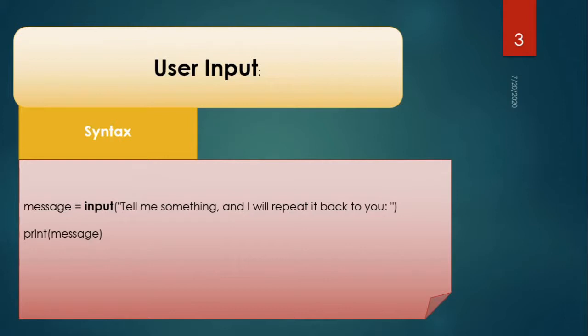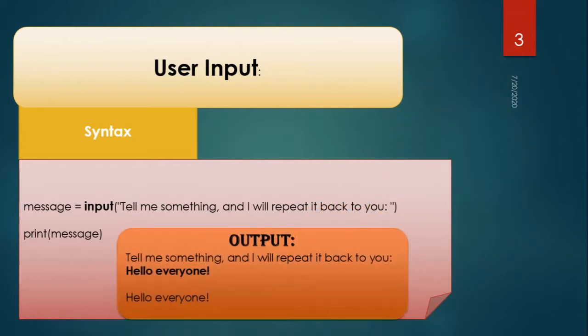If I execute the program again for you guys, I have assigned a variable named message, used the input keyword, and in the parentheses I have written a string which will be printed before the input: tell me something, and I will repeat it back to you. This will print first, and then comes the turn for you to give the input to the program. Whatever input you give, that will be printed by the command print message.